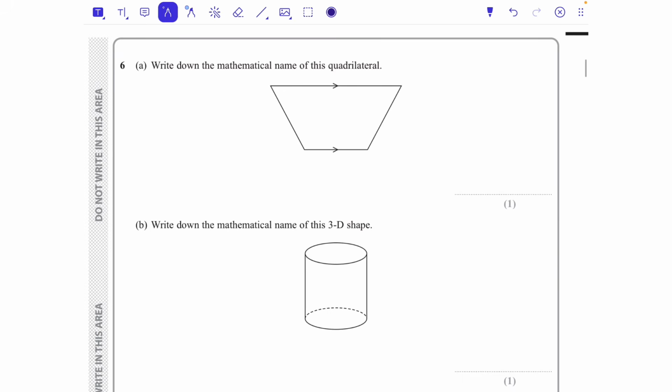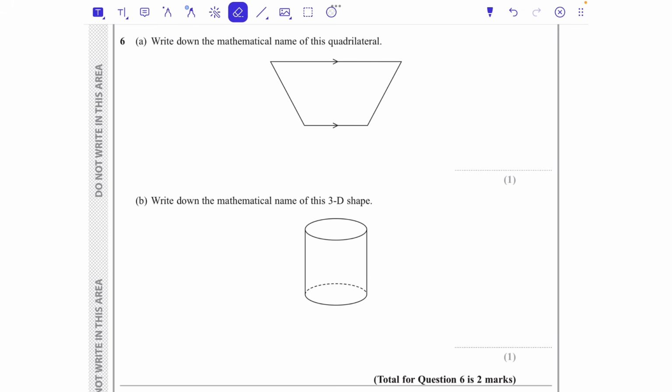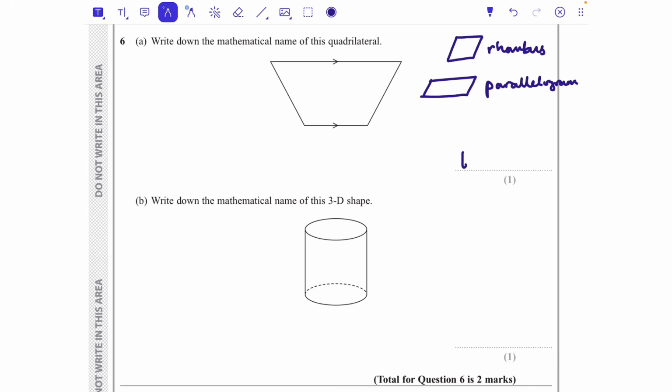Okay, question number 6. Write down the mathematical name of this quadrilateral. So we've got all sorts of quadrilaterals that we need to know. We've got a pushed over square, that's called a rhombus. We've got a pushed over rectangle, that's called a parallelogram. This one is called a trapezium. And sometimes they look like that, or sometimes they look like this with right angles on the end, and that's okay, but they're still going to have one set of parallel sides and the other side's not.